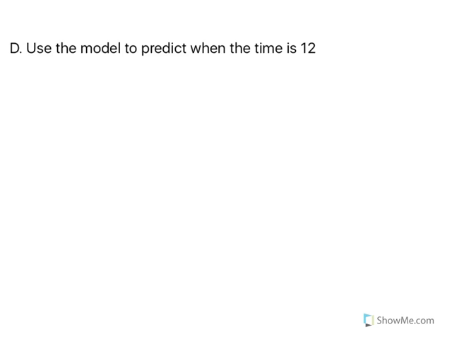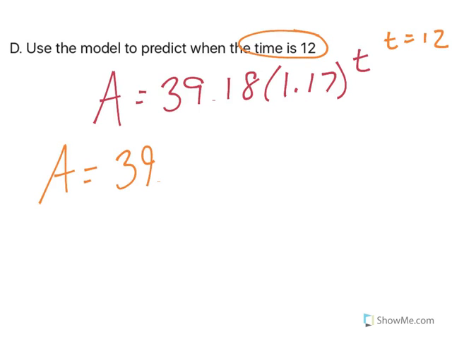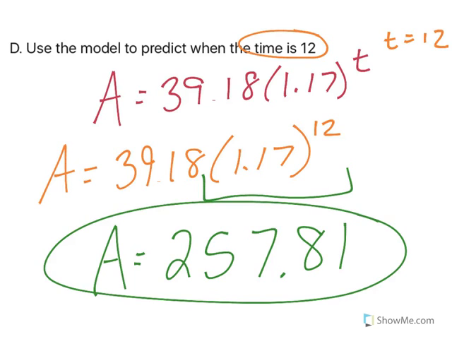So now when I go to part D, it says use the model A equals 39.18 times 1.17 to the t to predict when the time is 12. Time is 12. That means t equals 12. So A equals 39.18 times 1.17 raised to the 12th power. Now, depending on your calculator, you might be able to plug that in all at the same time. If you can't, you want to make sure that you do your exponent first, and after you have that final answer, then you multiply by 39.18. But at any rate, when the time is 12, our value is 257.81, and that's an approximate.